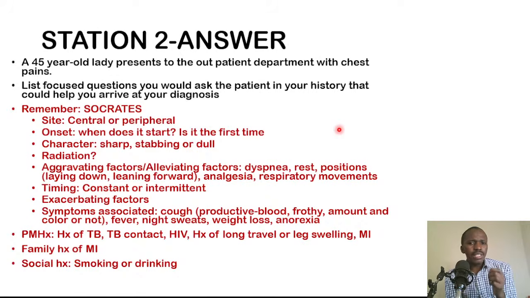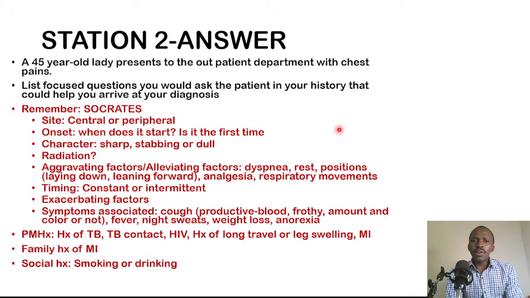Do certain positions exacerbate their pains? Because there are certain conditions that are made worse by certain positions. For example, if someone has a pericarditis and they lie flat, they'll be in pain. It's usually relieved when they lean forward. So these are the characteristic things that you're going to be looking out for. Even when you're thinking about your history, you also ask about things like analgesia. You ask about things about respiratory movements, because you know that pneumonias with respiratory movements, if you've ever had a pneumonia before and you actually take a deep breath, it becomes very, very painful. So respiratory movements tend to worsen pneumonias.